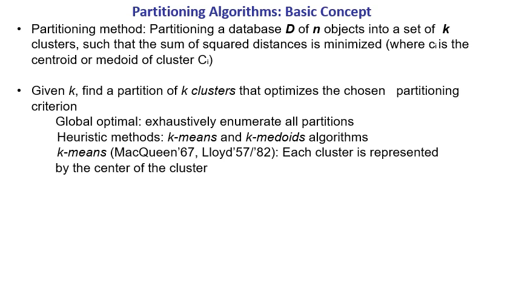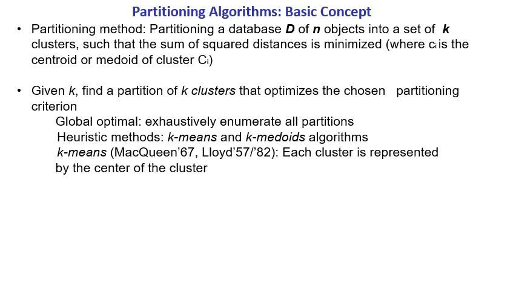Cluster analysis is finding similarities between the data according to the characteristics found in the data. Partitioning a database D of n objects into a set of k clusters, such that the sum of squared distance is minimized. Given k, find a partition of k clusters that optimizes the chosen partitioning criterion. Global optimal exhaustively enumerates all partitions.